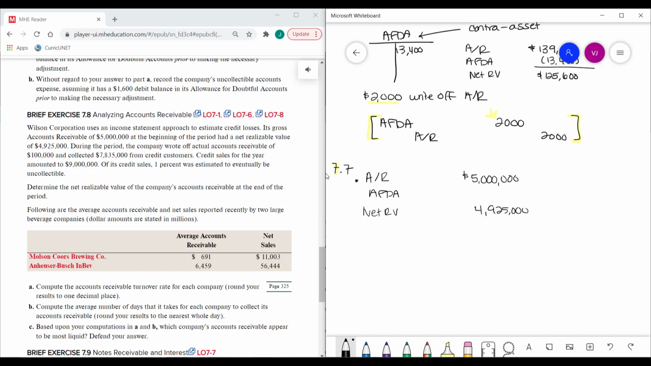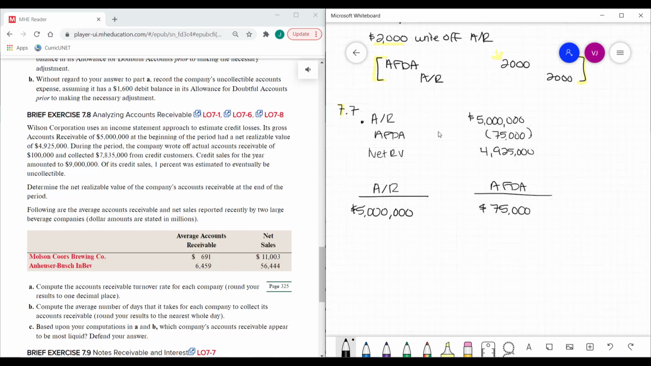Because the allowance for doubtful accounts, once you subtract that from your gross amount of accounts receivable, it gives you a net realizable value. So the difference there, we can see that's $75,000, right? So that's the allowance for doubtful accounts balance prior to any changes for the year. Okay, so we have accounts receivable sitting at $5 million, and then allowance for doubtful accounts sitting at $75,000. So remember, the allowance for doubtful accounts is a contra asset account, and because it reduces our carrying value of that accounts receivable on the books.